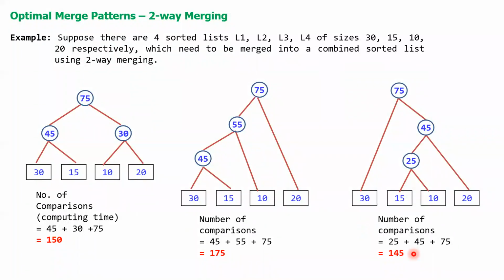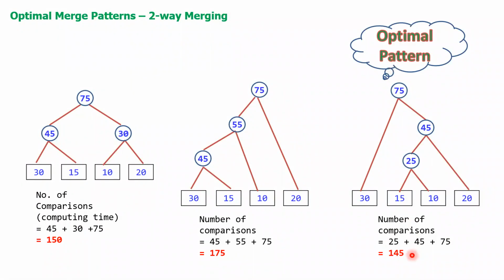Now, which is the optimal merge pattern? The optimal merge pattern will be the one which will give you the minimum number of comparisons. So among these 3, this can be considered as the optimal pattern because it's giving me the minimum number of comparisons. Now, how to identify which merge pattern is optimal? For that, you are going to apply the greedy approach. So whenever you are going to merge any 2 lists, you are going to select the smallest sized lists.